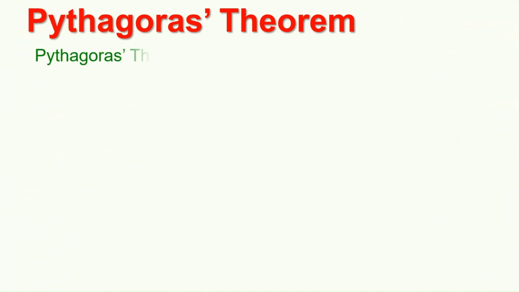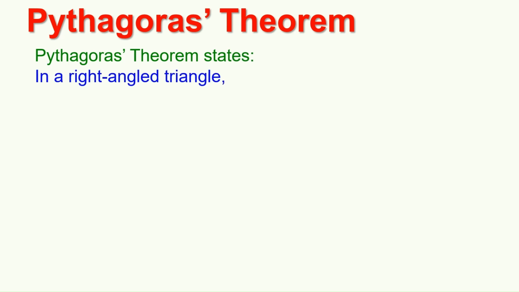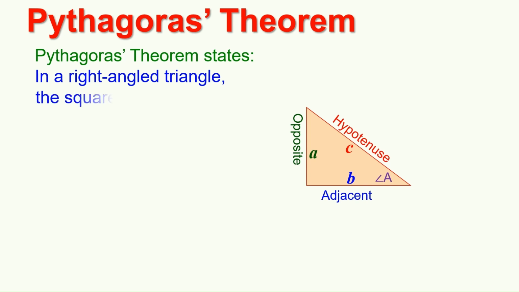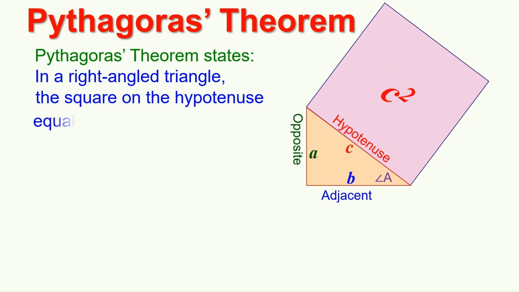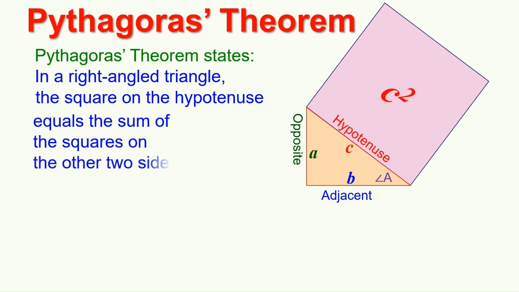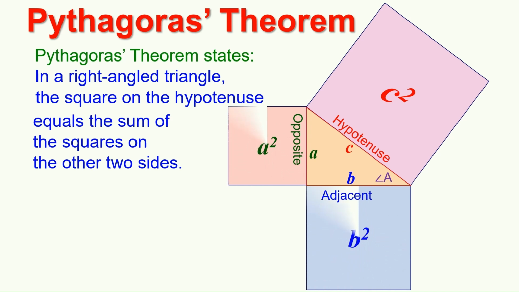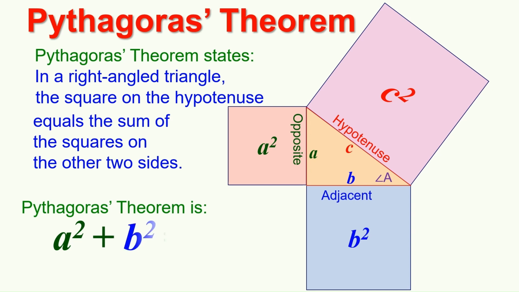The Pythagoras theorem. Pythagoras' theorem states, in a right-angled triangle, the square on the hypotenuse equals the sum of the squares on the other two sides. Pythagoras' theorem is a squared plus b squared equals c squared.